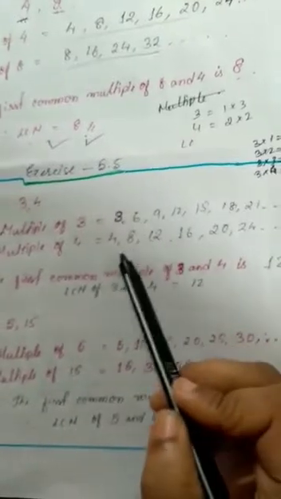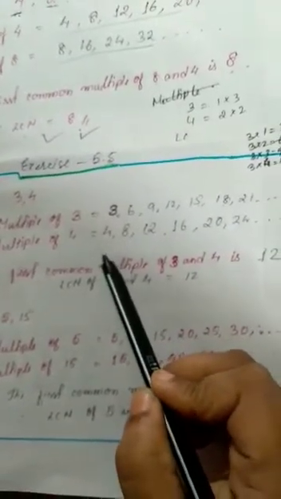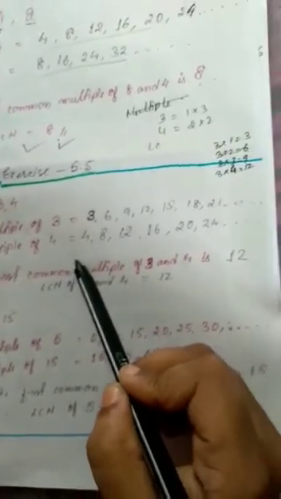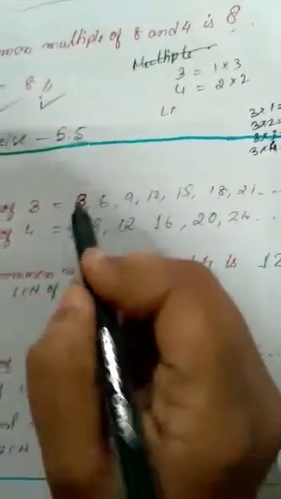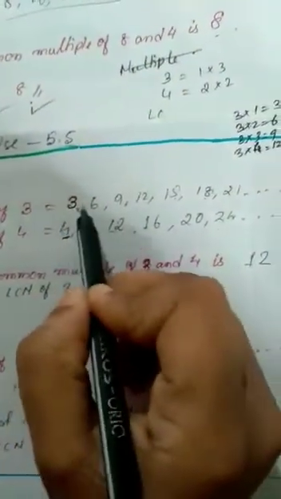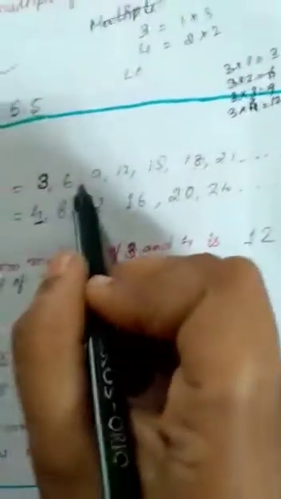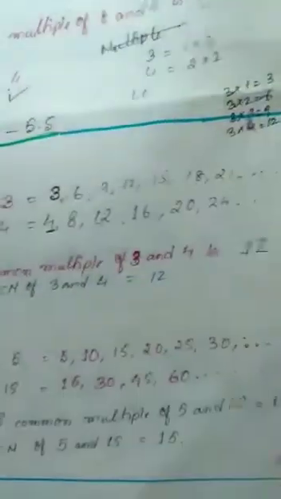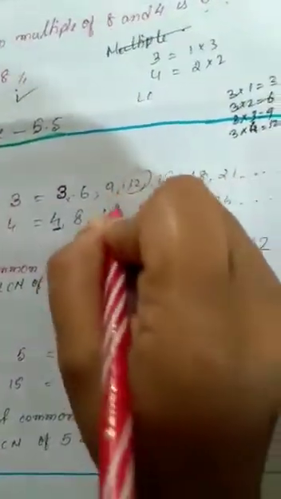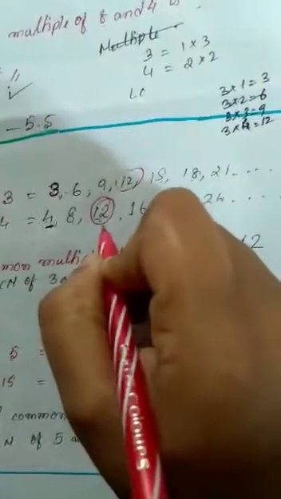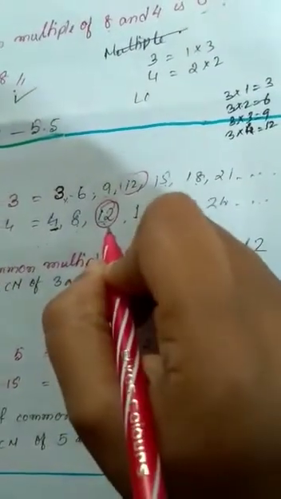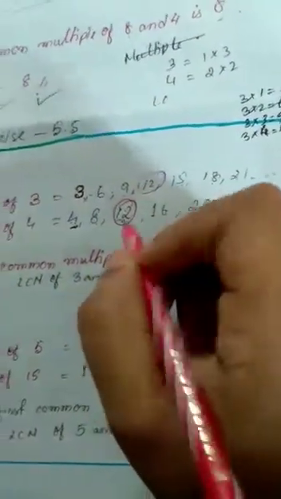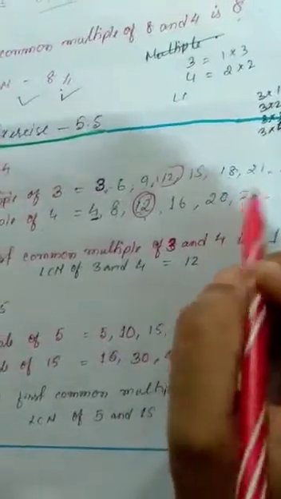Now, students, we have to look at the common multiples. From 4 we'll start and check whether it's there or not. 4 is here but it is not a multiple of 3, and 8 is also here but it is not a multiple of 3. The next one is 12, and 12 is a multiple of 3 also, you can look. So this comes first, so it is the least common multiple. We can find many more in the same way.